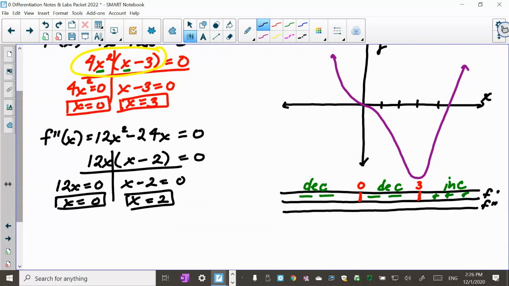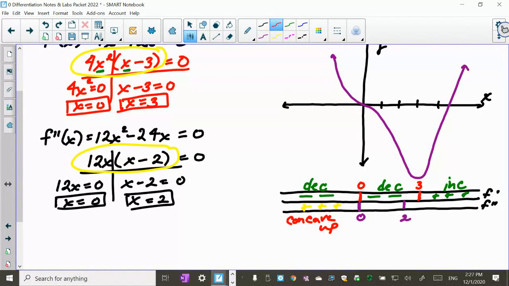So I'm going to come over here on my f double prime chart. I'll use purple this time. At 0 and at 2 right here, so 0 and 2 are where my changes in concavity are. Now to check this, go back to the factored form and start plugging in numbers to the left of 0, in the middle of 0 and 2, and to the right, and use easy ones. So I'm going to use a -1 here. If I put a -1 here, this is negative, that's positive here. So this is going to be concave up.